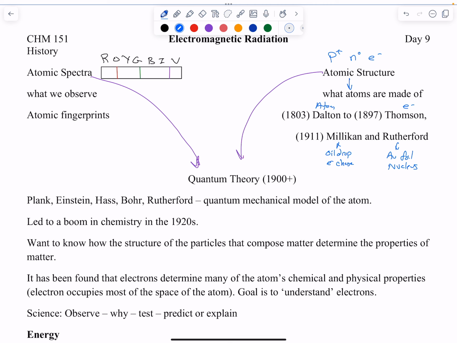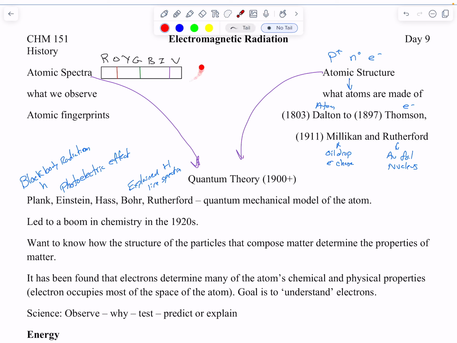So what did Planck do? Planck, black body radiation, and he has his constant. Einstein explained the photoelectric effect. Haas, Bohr, Rutherford, all these guys explained hydrogen line spectra. He explained this thing right here for hydrogen.